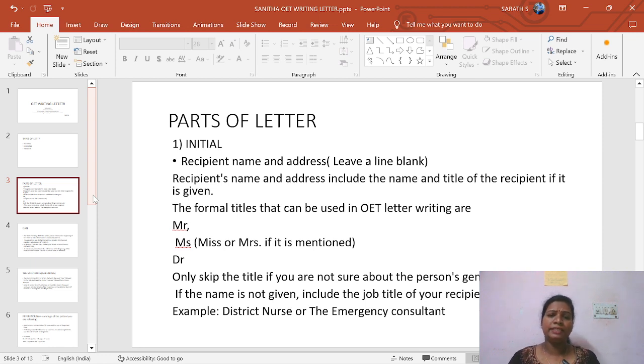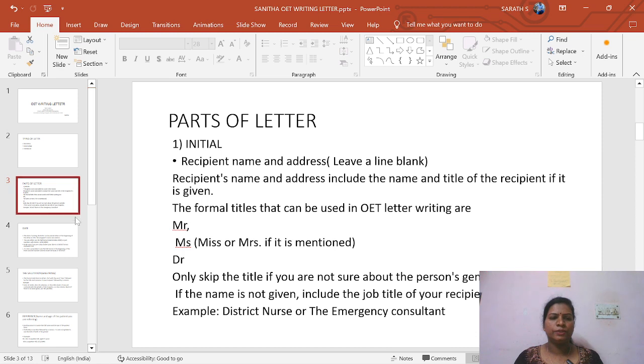The formal titles that can be used in OET letter writing are Mr., Miss or Mrs., and Doctor. If it is not mentioned, you can write Miss. Only skip the title if you are not sure about the person's gender. If the name is not given but the job title is given, you can write the job title, for example district nurse, emergency nurse, community nurse, registered nurse.